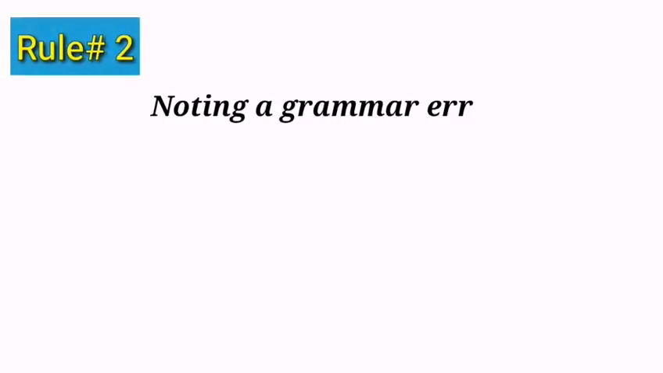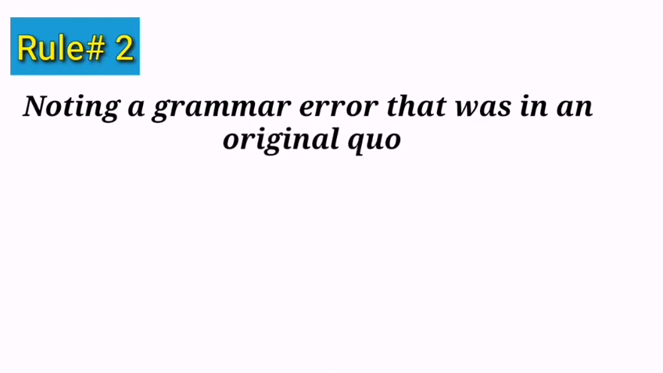Noting a grammar error that was in an original quote. By this point, it means that when you are quoting someone's words and there is a grammatical error, or any kind of mistake like spelling and grammar, and you don't want to correct it in the given text but you just want to inform the reader that there is a mistake, you should use brackets and the term sic.